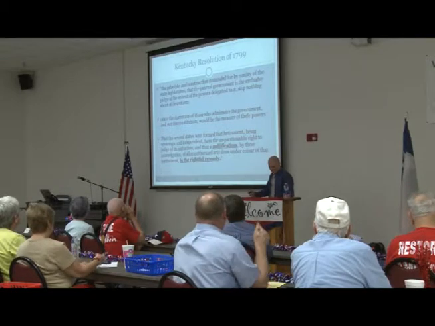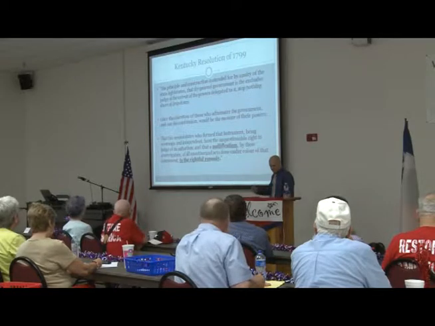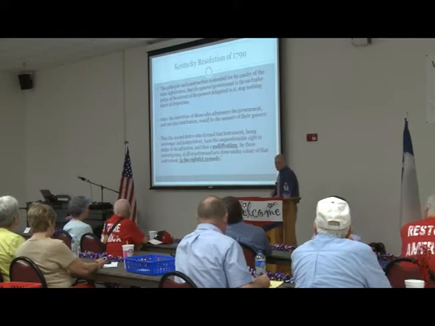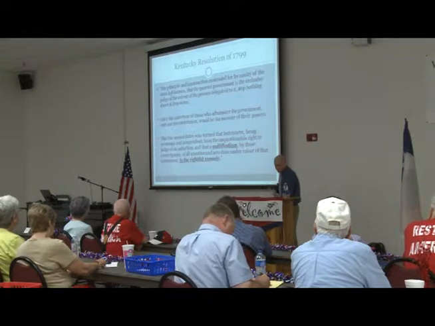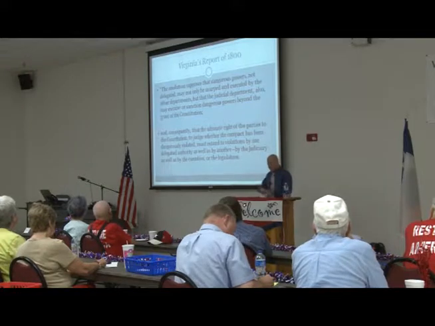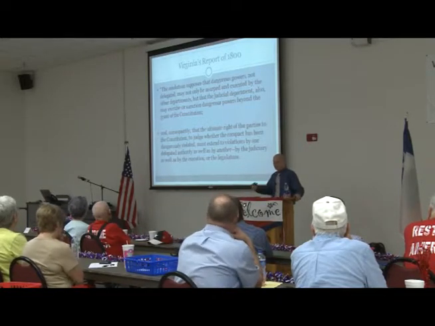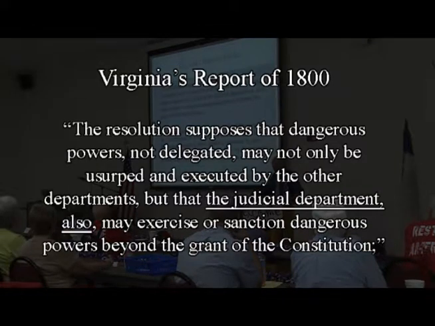And also in Virginia, Madison came out with the Report of 1800. Sorry, you've got to read all this stuff. These are the important documents. You don't read a whole bunch. He looked at all these different arguments from the Federalists saying that's not a right, and they doubled down on it. It said the resolution supposes that dangerous powers not delegated may not be usurped and executed by the other departments, but that the judicial department also may exercise or sanction dangerous powers beyond the grants of the Constitution.